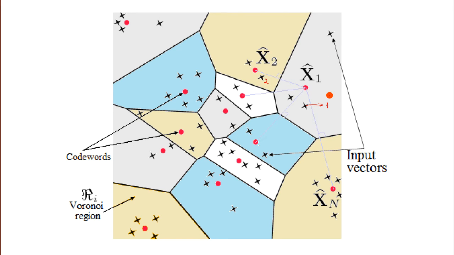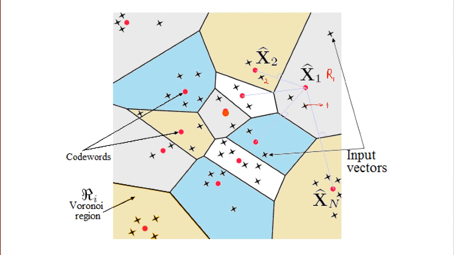So this area, the gray area, is region 1. All these points in the gray area are encoded with region 1. And all these points in this region are encoded with capital N, because they are closer to this center point. And for example, all these points are encoded with this one.